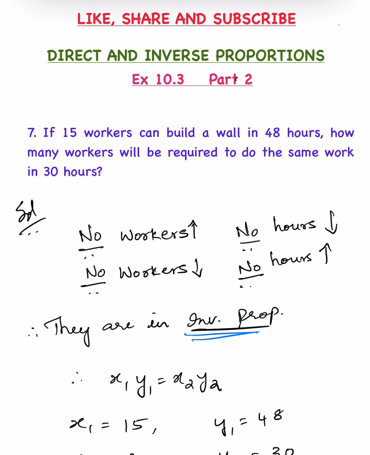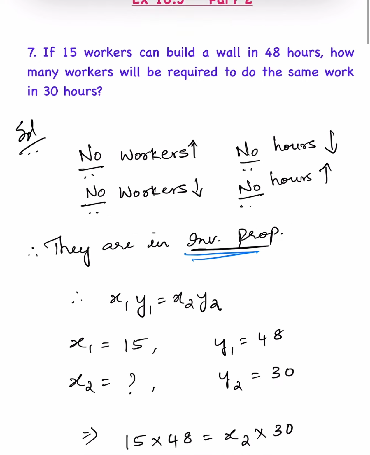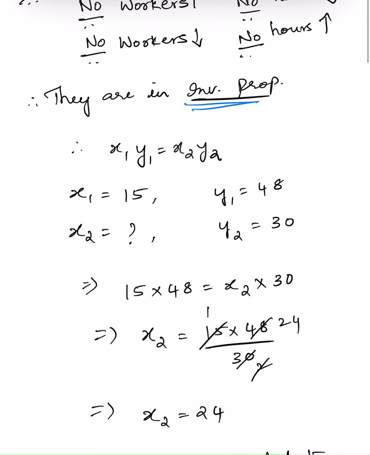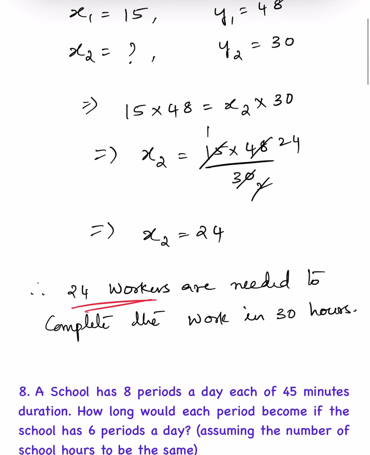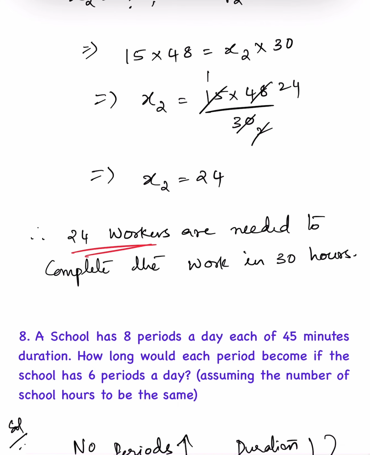So, x1 y1 equals x2 y2 in inverse proportion. Here x1 is 15, y1 is 48. We don't know x2, y2 is given as 30. So, 15 into 48 equals x2 into 30. x2 equals 15 into 48 by 30, therefore x2 equals 24. So 24 workers are needed to complete the work in 30 hours.